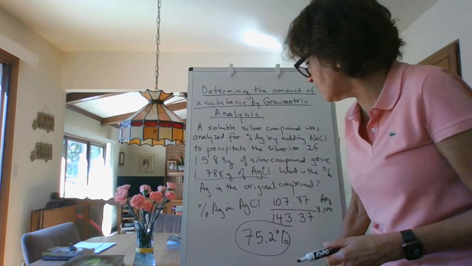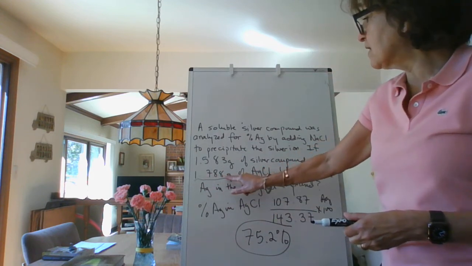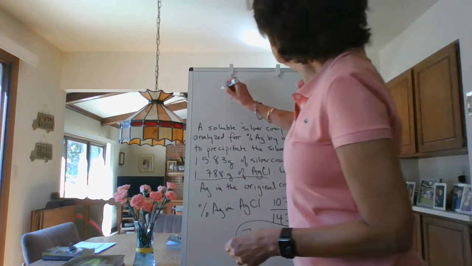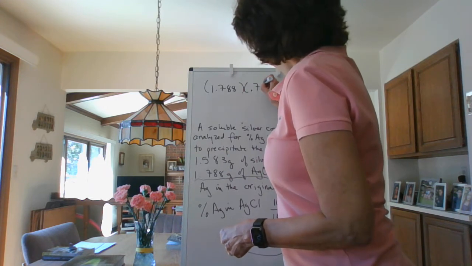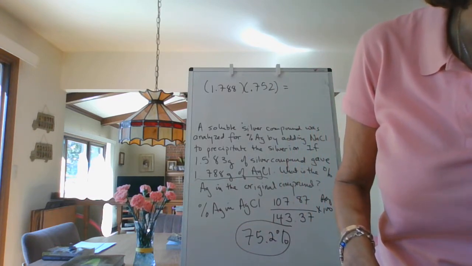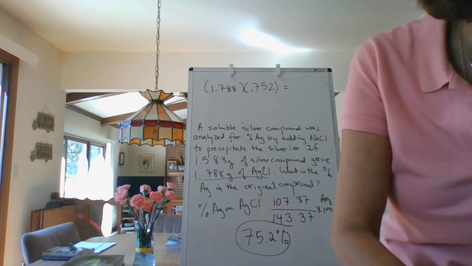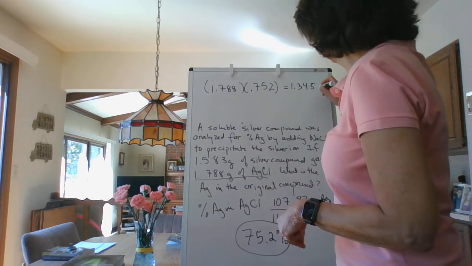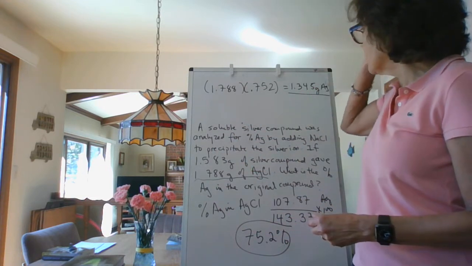All right, so what are we going to do with this number? Well, we collected 1.788 grams of silver chloride. So 75.2% of that is silver. So we're going to go 1.788 times 0.752 is equal to, we do the math. And where's my calculator? It is 1.345. Probably too many sig figs, but that's okay. Grams of silver. All right, so we collected in our sample 1.345 grams of silver.